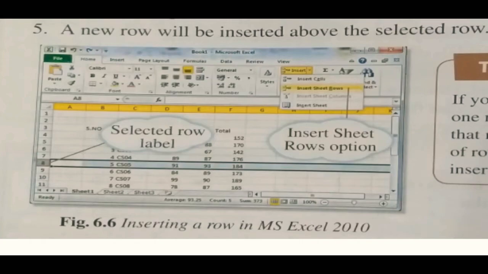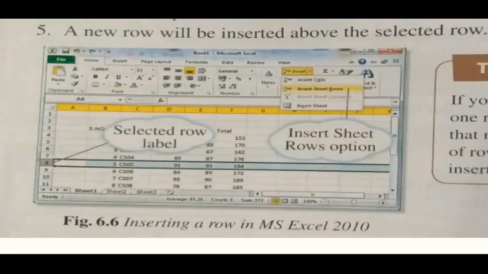Alternatively, select the row by clicking on the row label, right click on the mouse and choose the Insert option from the shortcut menu. A new row is added above the selected row.